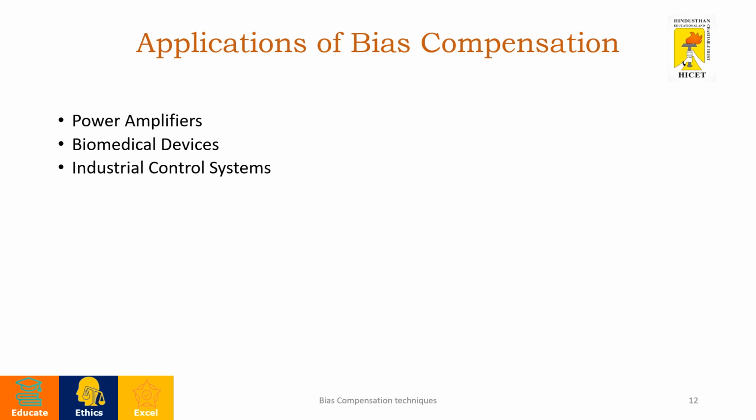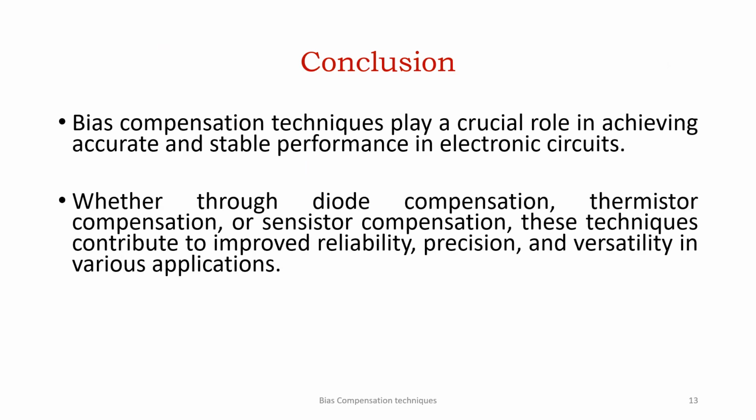So, we have seen various types of compensation and their advantages. So where is it used? Its applications are in power amplifiers, biomedical devices and industrial control systems. Conclusion. Bias compensation techniques play a crucial role in achieving accurate and stable performance in electronic circuits, whether through diode compensation, thermistor compensation or sensistor compensation. These techniques contribute to improved reliability, precision and versatility in various applications. So I hope the basic idea of bias compensation and its applications has been clarified well.